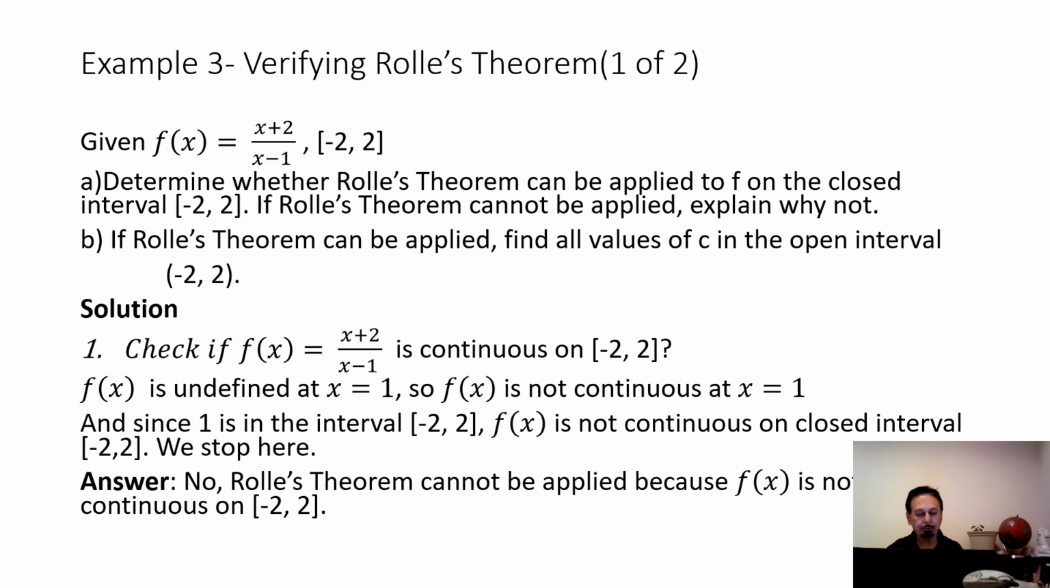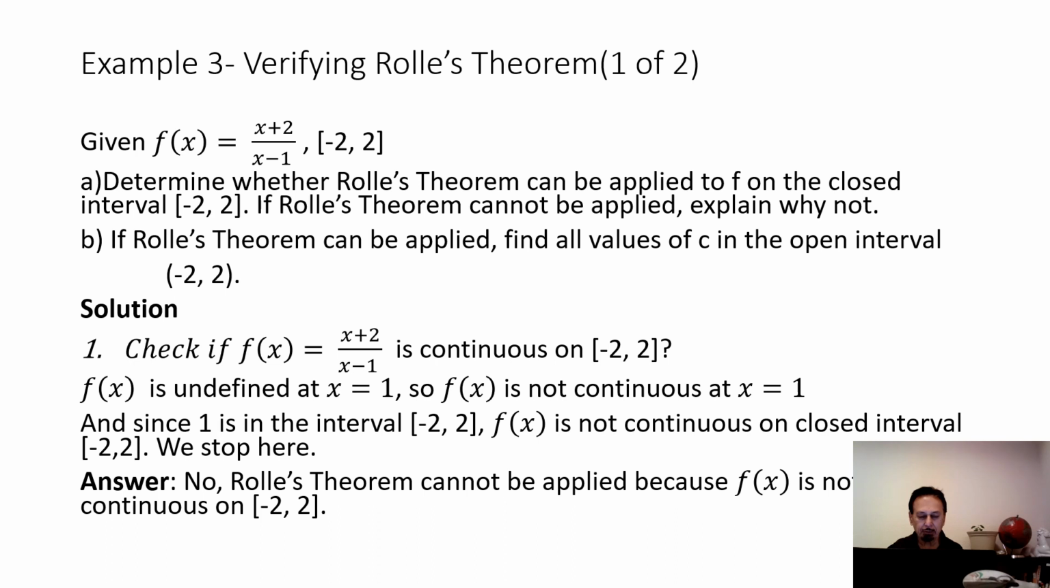So example 3, we are given f of x equals x plus 2 over x minus 1 and the closed interval negative 2 to 2. We're going to determine whether Rolle's theorem can be applied to f on this closed interval. If Rolle's theorem cannot be applied, explain why not. B, if Rolle's theorem can be applied, find all values c in the open interval negative 2 to 2.